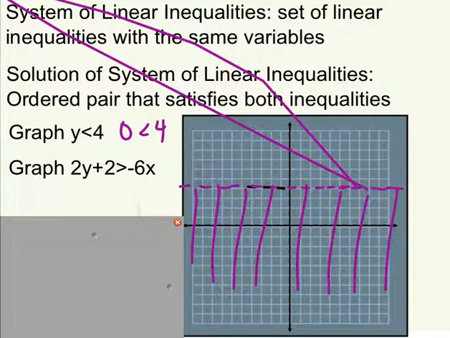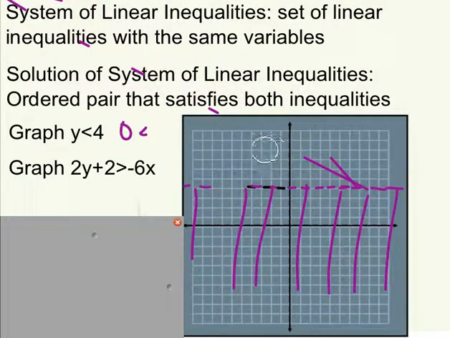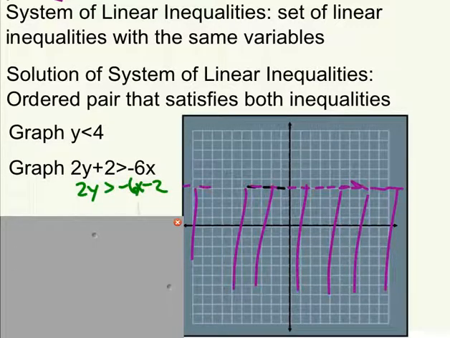All right, let me try this next one. I'll just get rid of this extra so we're not confused by it. For this next one, I'm going to transform this formula for a second, so that y is by itself. It's a little bit easier if we do it that way. So we have 2y is greater than -6x minus 2. Divide by 2, and we get y is greater than -3x minus 1.